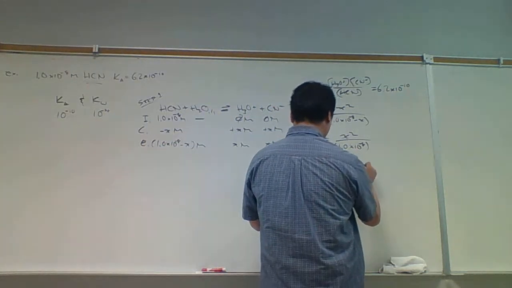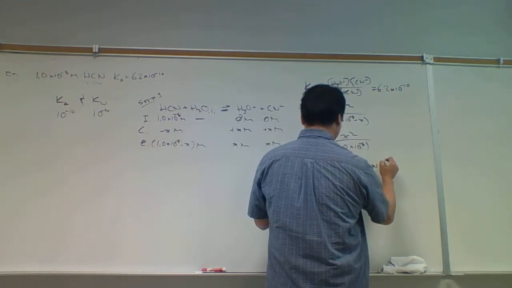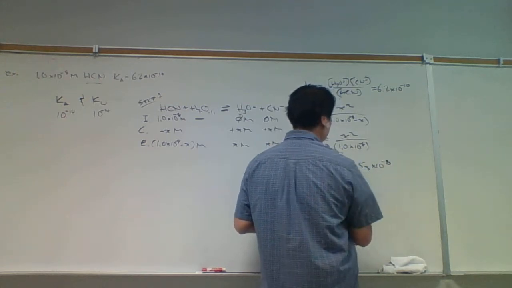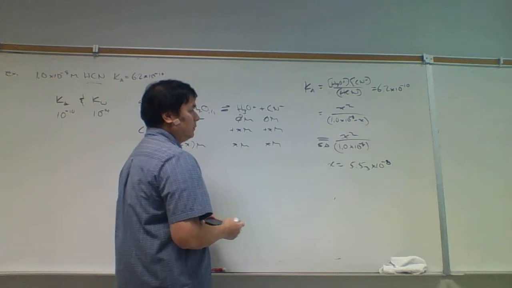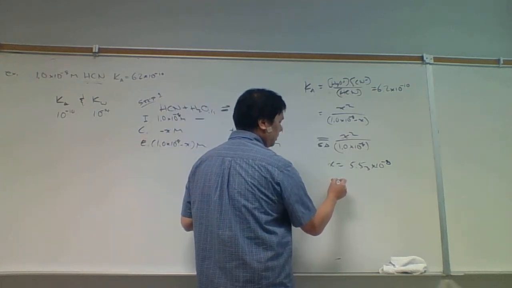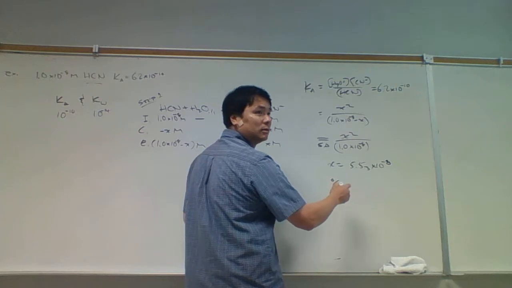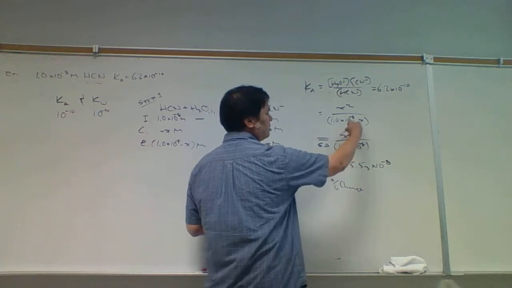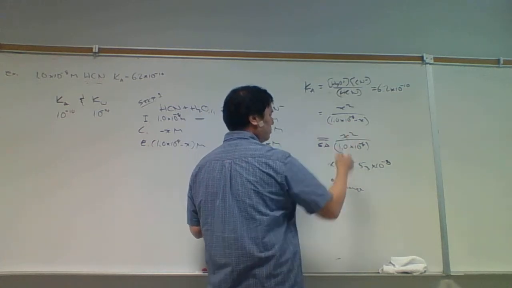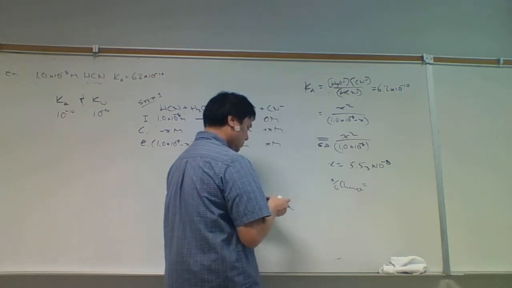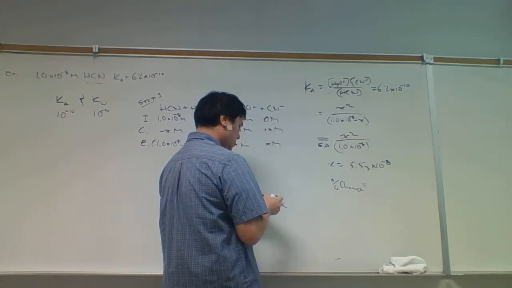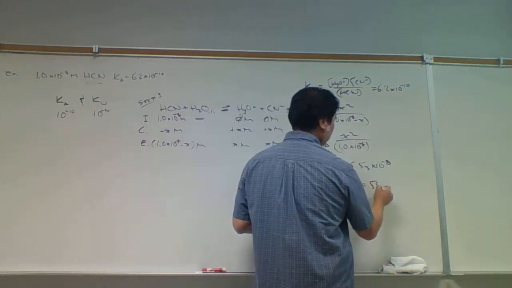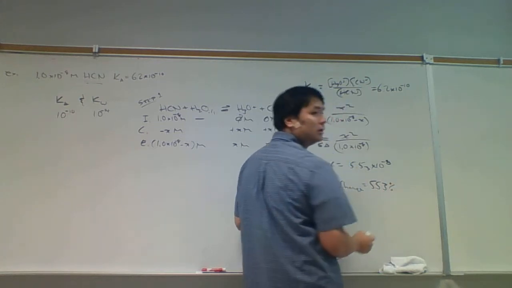I get 5.53 times 10 to the minus 8. Then we have to check our assumption. Did anybody else get this? Well, let's go ahead and check our assumption by doing the percent change. The change here is X over the original, 1 times 10 to the minus 8, so I'm going to take that divided by 1 times 10 to the minus 8 times 100. That's 553% change.